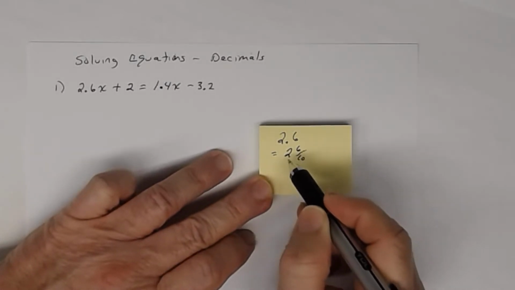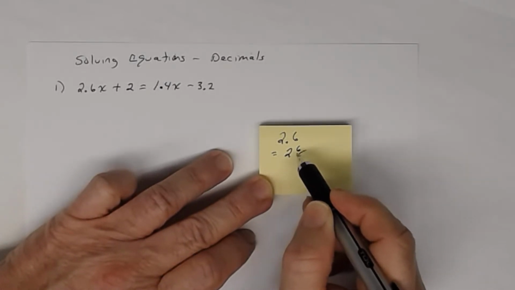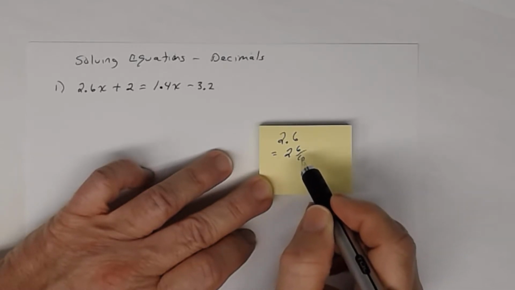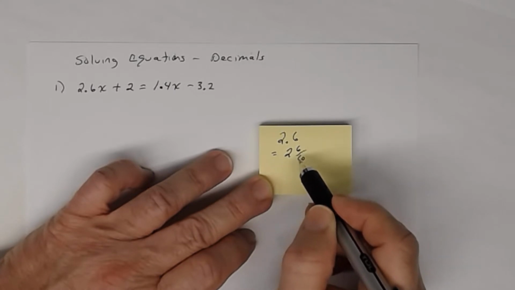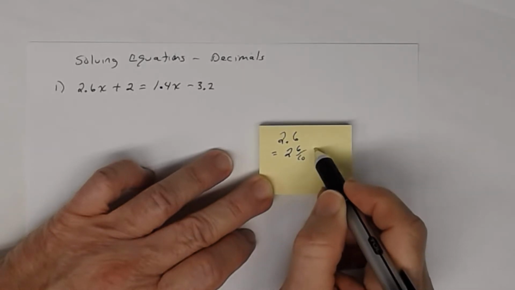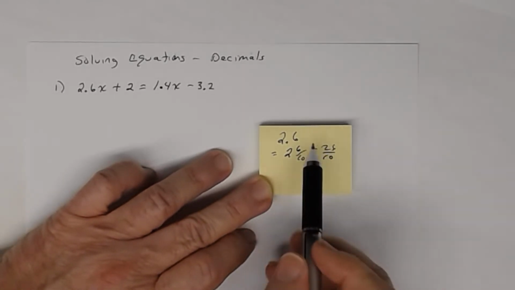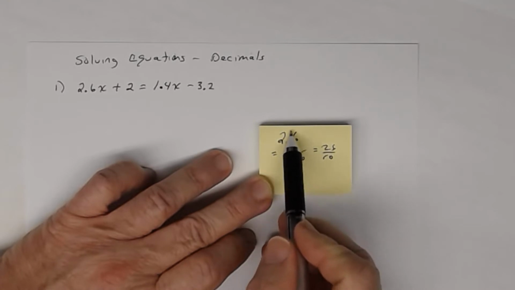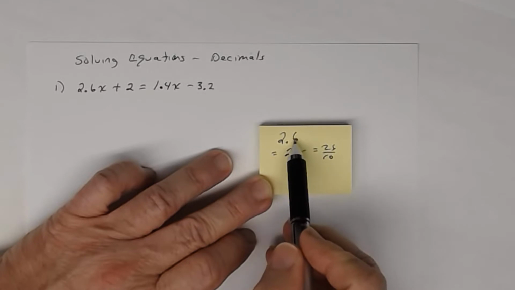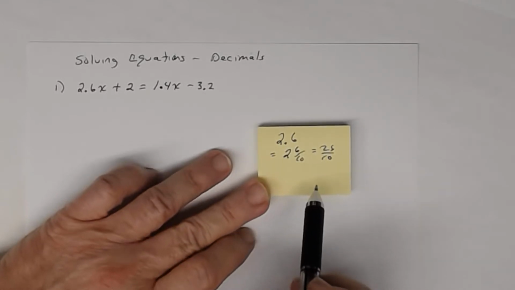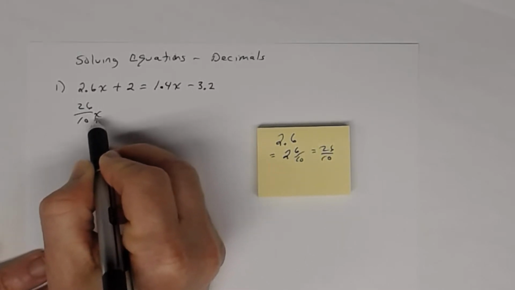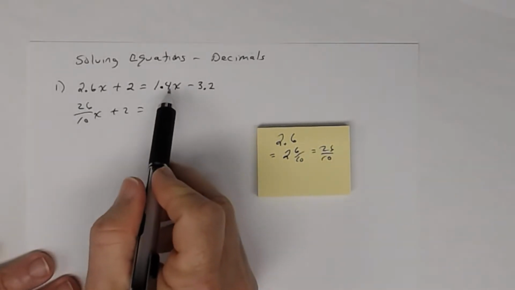And so what we're going to do is rewrite this mixed number as an improper fraction. I want you to notice what's going to happen. When we rewrite this as an improper fraction, I get 10 times 2 is 20, and then 20 plus 6 is 26. So I get 26/10, right? So you see this 2 and 6/10 really means 26, so 2 6, and that's in the tenths place, right? The 6. So it's 26/10. And so I'm going to rewrite this as 26/10 x plus 2 equal, and then do the same thing here.